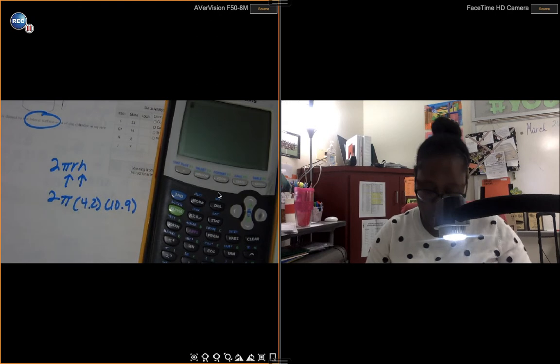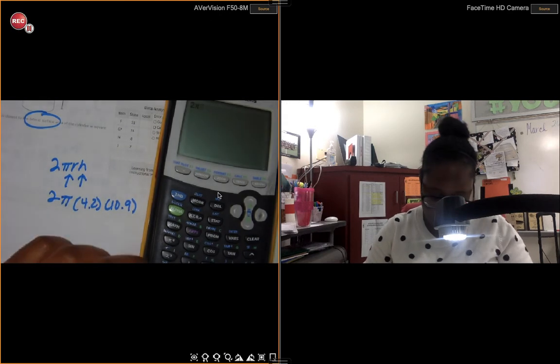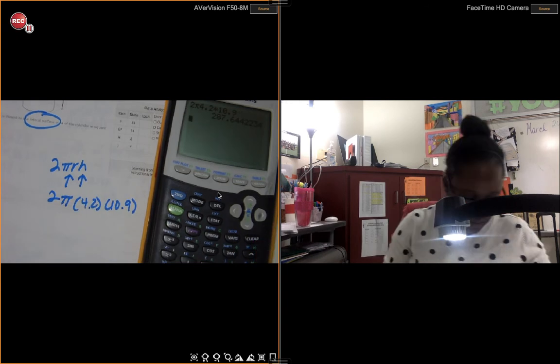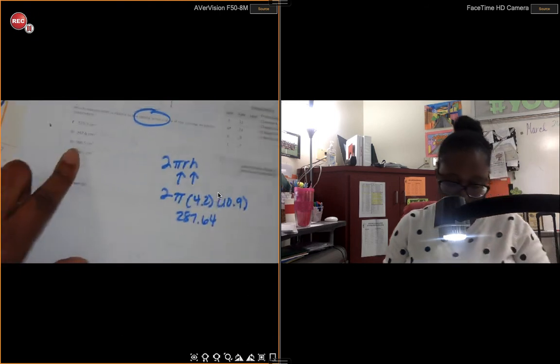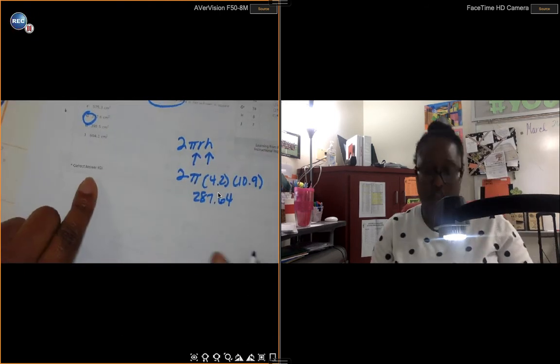Plug that all into our calculator. 2 pi 4.2 times 10.9. I get 287.64. So my answer is going to be G, and we know that's the correct answer because it tells me that right there.